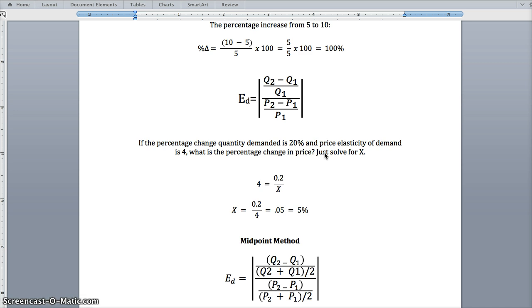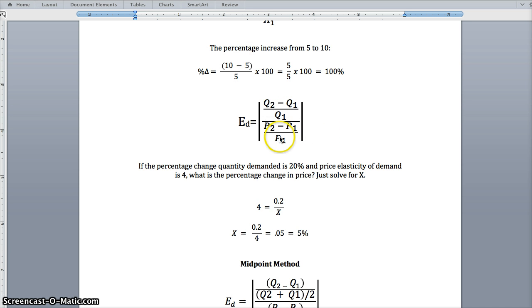So notice that we have three variables, okay? We have the percentage change in quantity demanded, we have the percentage change in price, and we have the price elasticity of demand. So most kinds of questions you're going to be asked are going to give you two out of these three variables. And consequently, because you have two out of the three variables, you should be able to solve it. You just have to solve for one of them.